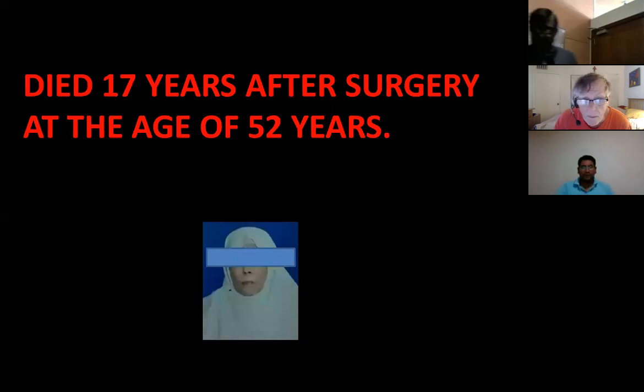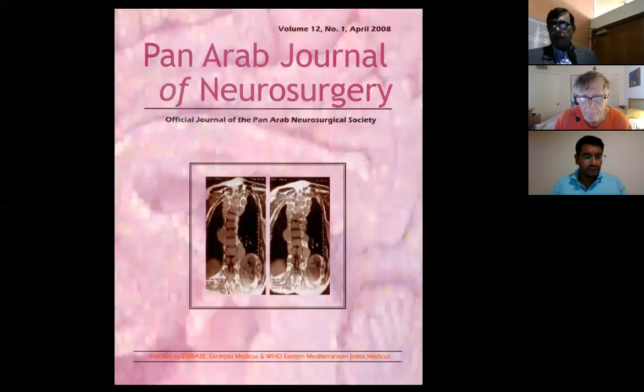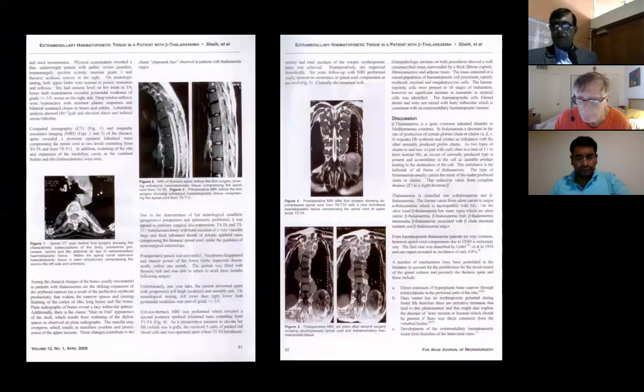So, because it is a rare case and we looked it up, we published the case. This case was published in the Pan-Arab Journal of Neurosurgery under the same title, spinal cord compression by extramedullary hematopoietic tissue in a patient with beta thalassemia. That's myself, and these are all my residents. It was actually on the cover page of the Pan-Arab Journal. And this is the paper.